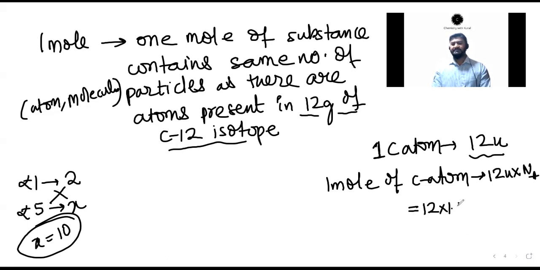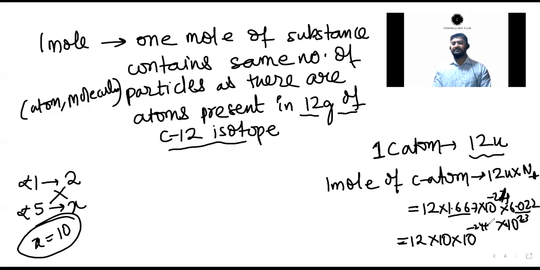12 u. u is 1.667 into 10 to the power minus 24. What is Na? 6.022 into 10 to the power 23. So this into this will give you 10. So it will be 12 into 10 into 10 to the power minus 24 plus 23 grams. This is in grams, we know that. So it will give you 12 grams. See? So what exactly are we getting? 1 mole of carbon atoms is nothing but 12 grams.